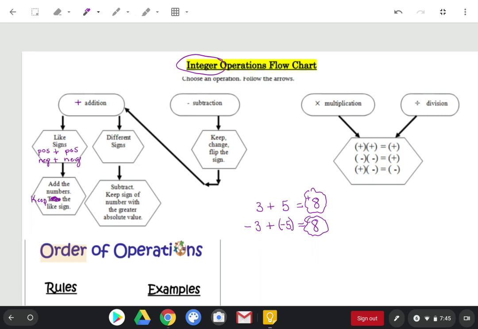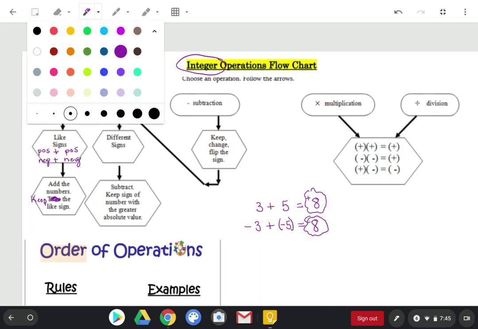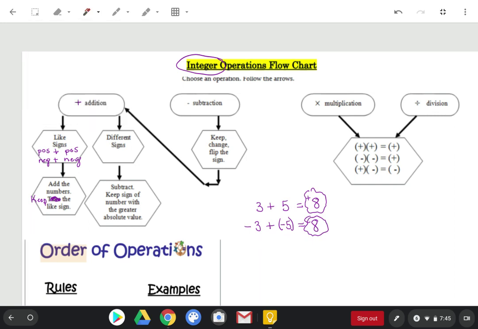Now, if I were adding two numbers with different signs, and by different signs I mean I might be adding a positive plus a negative, or a negative plus a positive. If that happens, we are supposed to first subtract the absolute values of those numbers. I don't know if you remember what absolute value is. Absolute value is a number's distance from zero, okay?